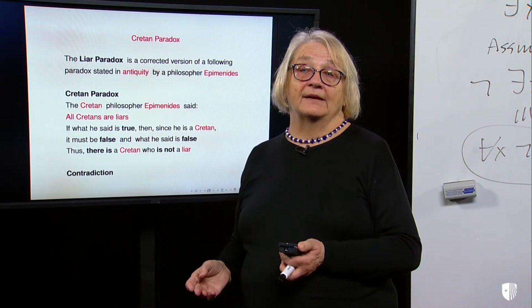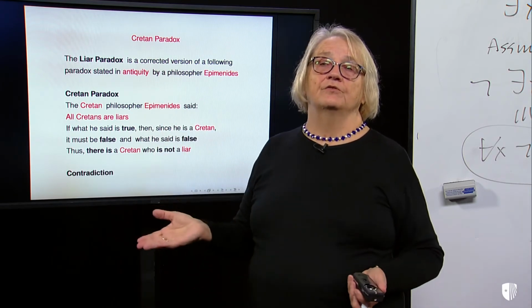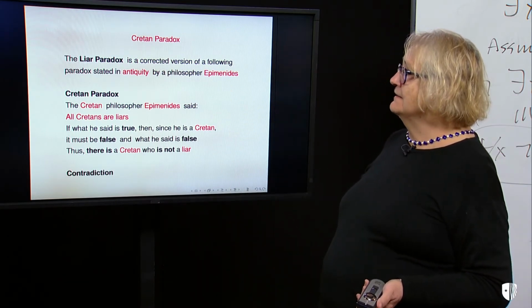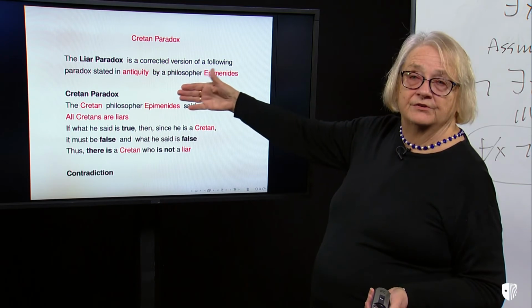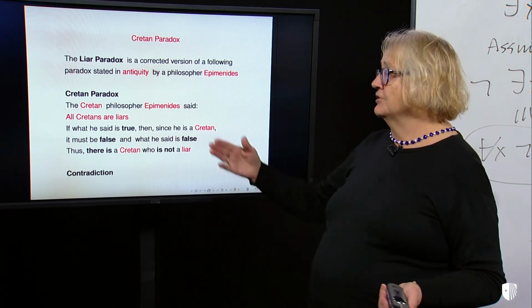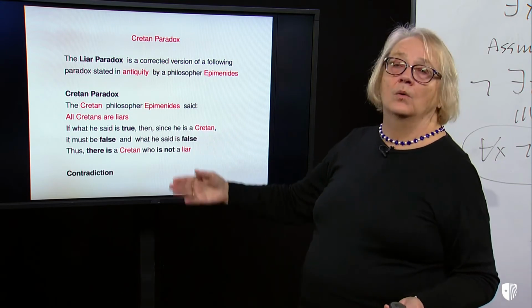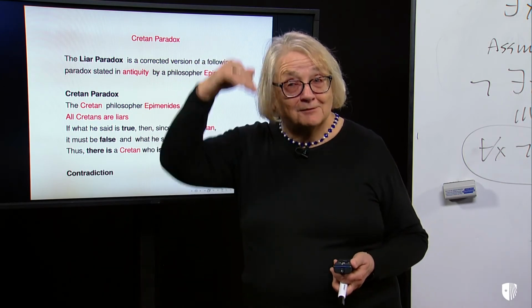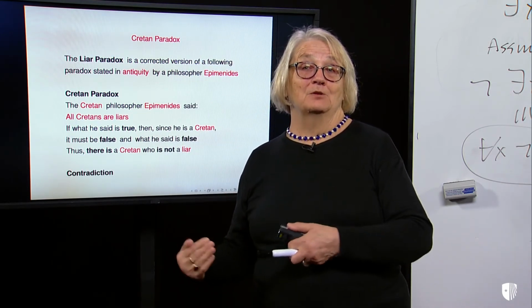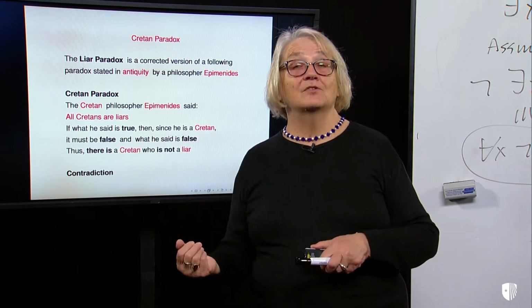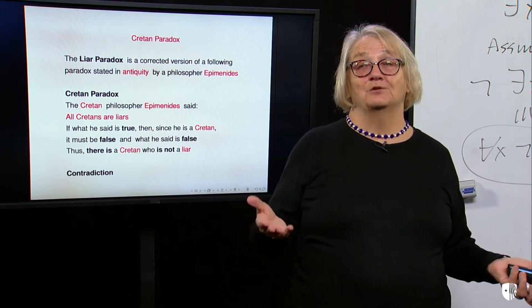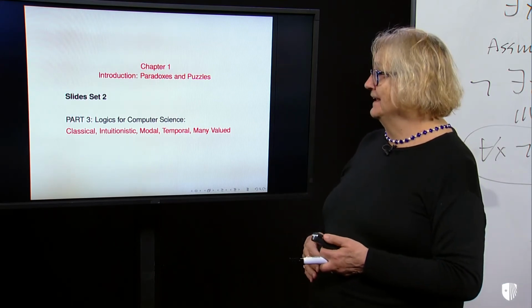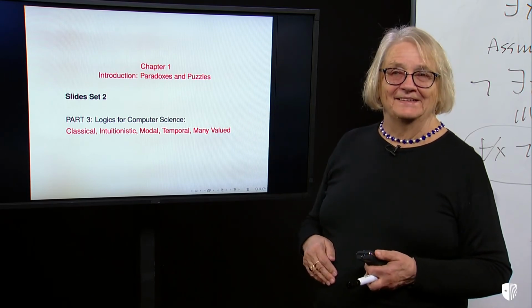The liar paradox is a corrected version of the paradox stated by Epimenides, which is called the Christian paradox. Christian philosopher Epimenides said, all Christians are liars. If what he says is true, then since he's a Christian, it must be false, and what he said is false, thus there is a Christian who is not a liar. Contradiction. So now we'll take care of it also.